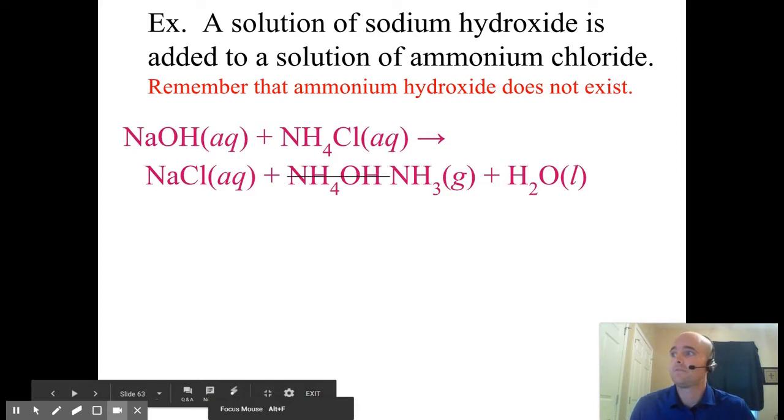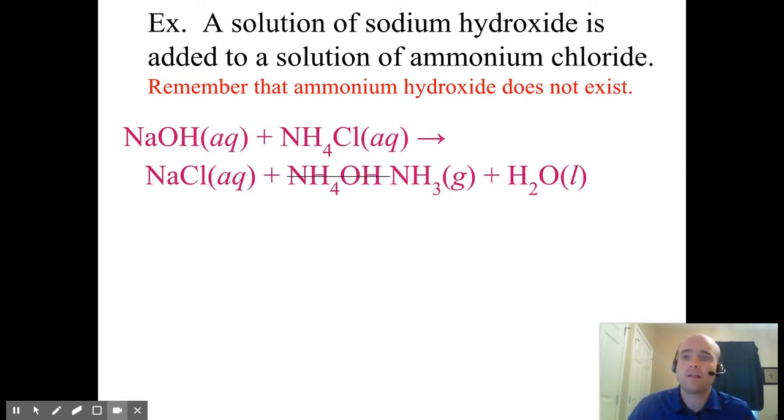Another example is if you had sodium hydroxide and ammonium chloride. You mix those two together, you get sodium chloride, salt water, ammonia gas, and water. You would not get ammonium hydroxide. You'll get to do this in the lab, and if you waft it and smell it, you can actually smell the ammonia gas coming out of it.